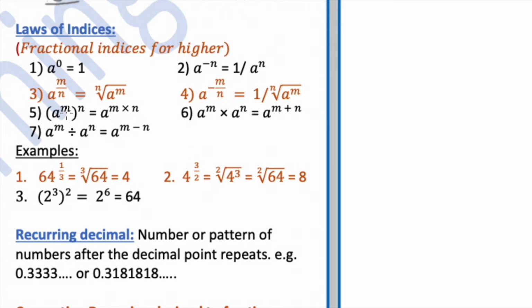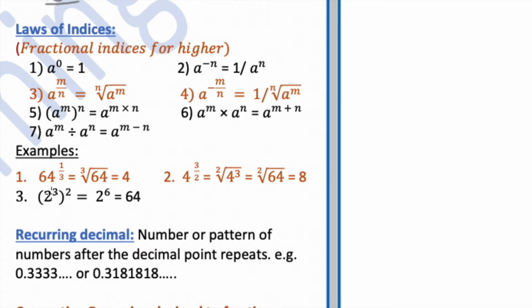In the fifth law, you will see this is the power and there is another additional power, so whenever you see power of power, you have to multiply both powers like this, a power m times n. In the sixth law, you are multiplying two same bases. In this case, you have to add the powers, and in the seventh, the same bases are dividing with each other. In this case, you have to subtract the powers. So in case of multiplication, you add the powers, and in case of division, you subtract the powers. But for this, the base should be the same.